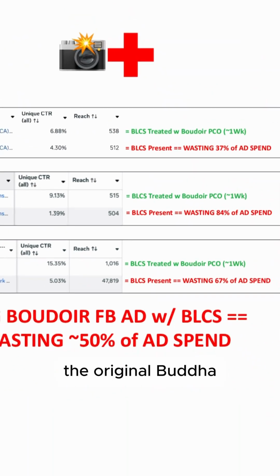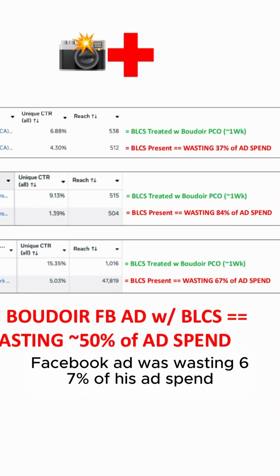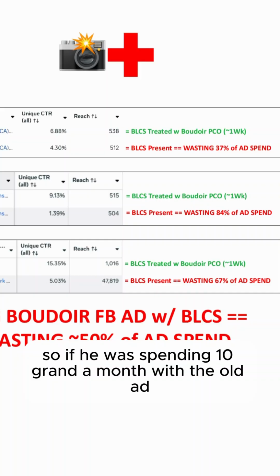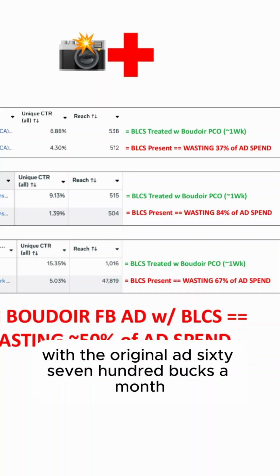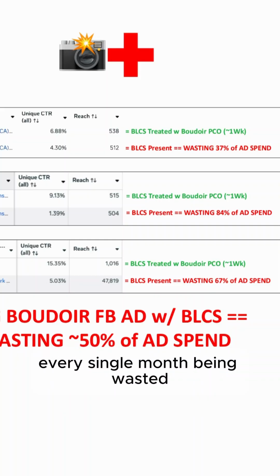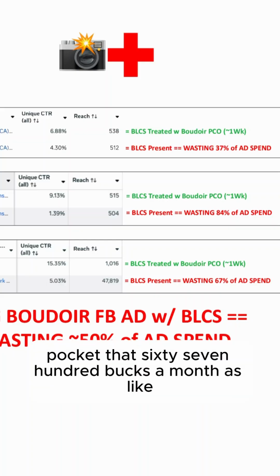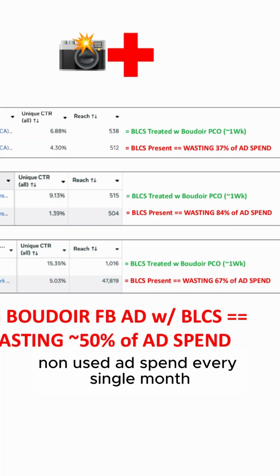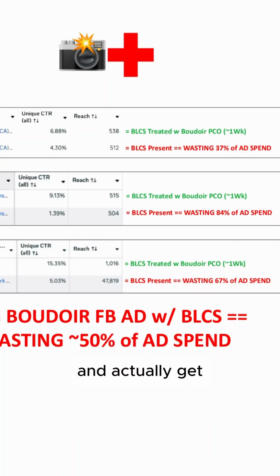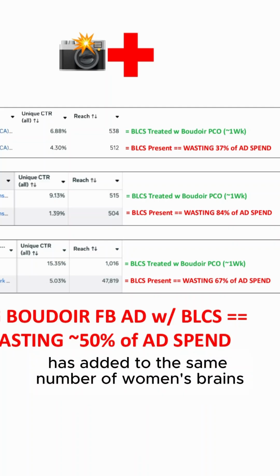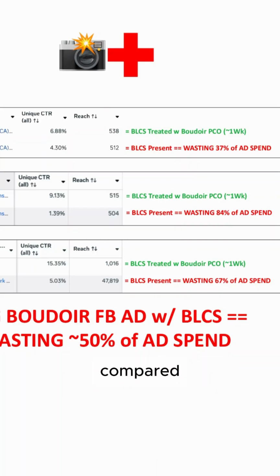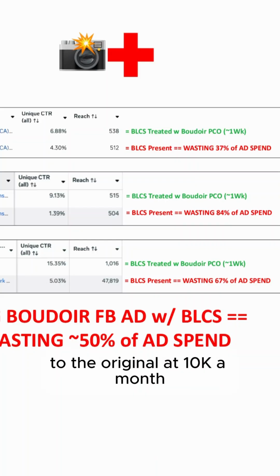And so we found out the original Boudoir Facebook ad was wasting 67% of his ad spend. So if he was spending 10 grand a month with the original ad, 6,700 bucks a month, every single month, was being wasted. So now he can run the new one at 3,300 bucks a month, pocket that 6,700 bucks a month as non-used ad spend every single month, and actually get, what's that, like 80K kind of phantom bonus in the next year, and still get his ad into the same number of women's brains at 3,300 bucks a month compared to the original at 10K a month.